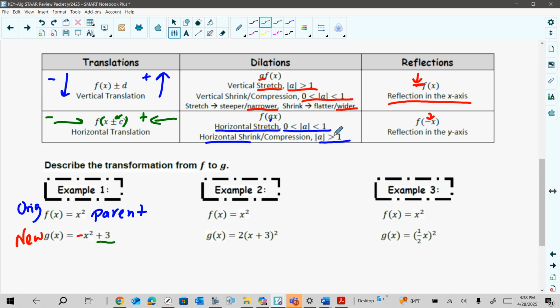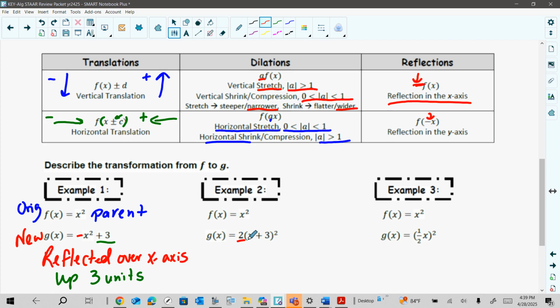So I know the negative sign is going to be a reflection. So this is reflected over the x-axis. And then that +3 means it's going to go up 3 units. Okay. So I can just figure out the changes comparing the original, the parent function, to the new function.